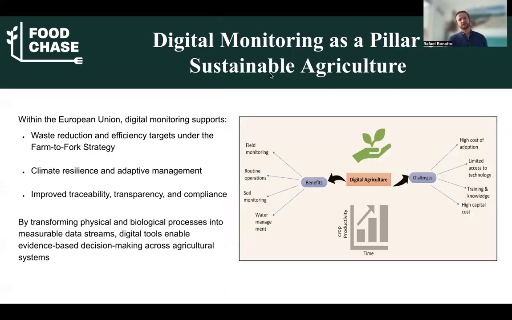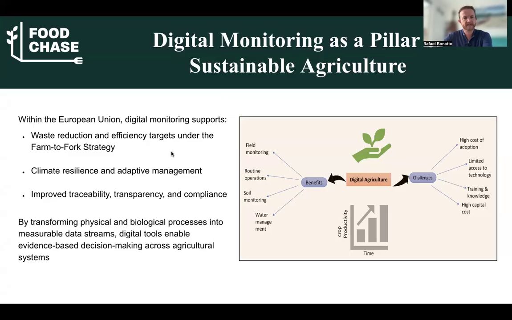Next slide, digital monitoring as a pillar of sustainable agriculture. Within the European Union, digital monitoring supports waste reduction and efficiency targets under the Farm to Fork strategy. Remember, the explanation of the Farm to Fork strategy is within the module, and there we can click on the link related to it and go to its specific web page and explore this extensive page that explains what the Farm to Fork strategy is composed of, what it means, and its influence on the European Union region, okay?